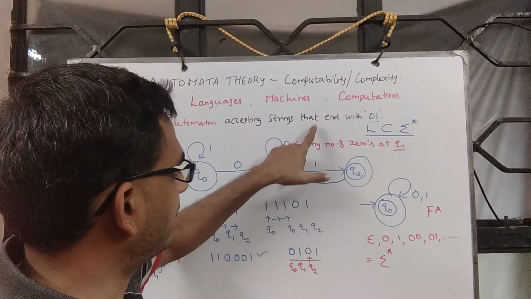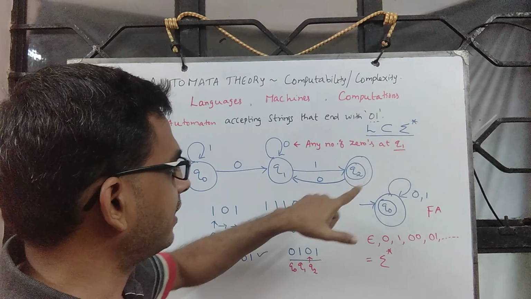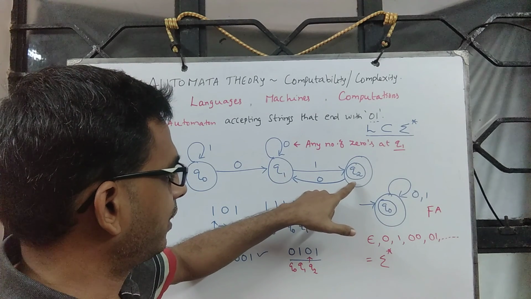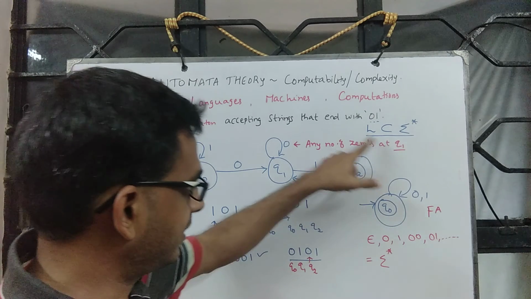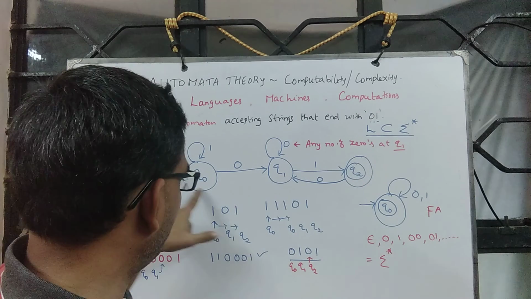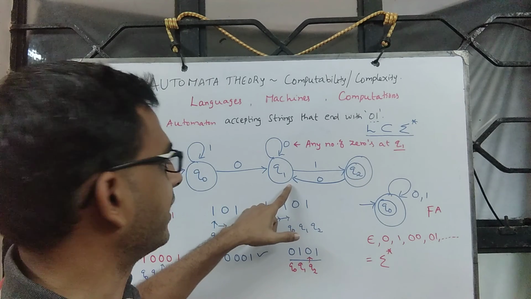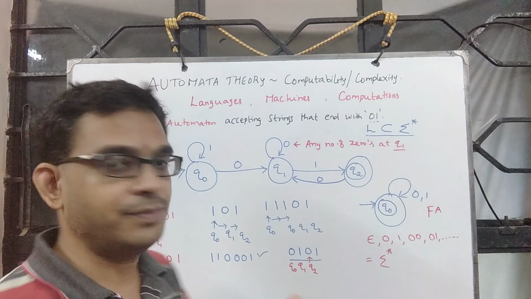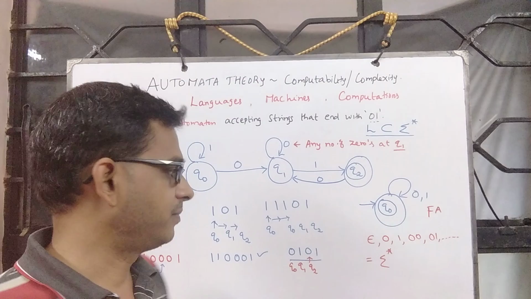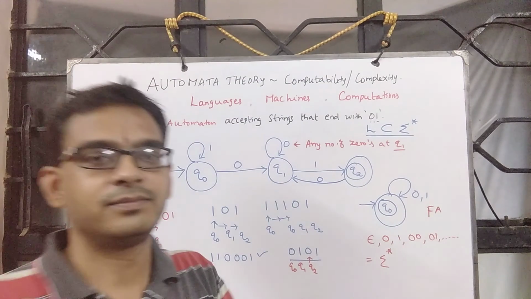To ensure that the string that we generate ends with 0, 1, when you get a 0, I should not stay in the same state. I should not go here. I should go here. Okay. Otherwise, you may accept some invalid inputs as well. Fine.